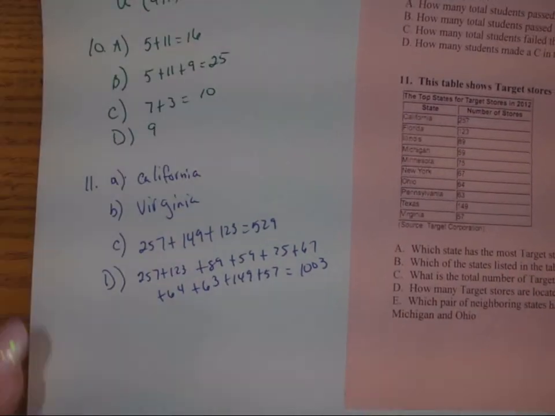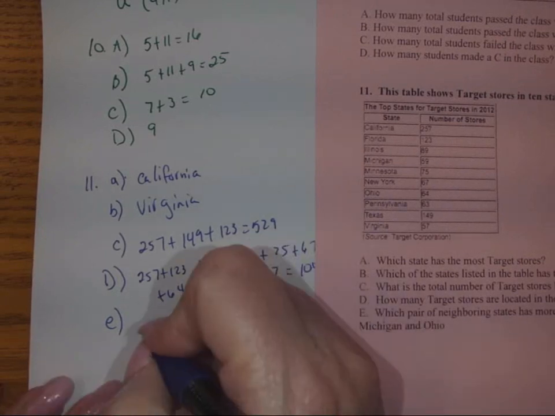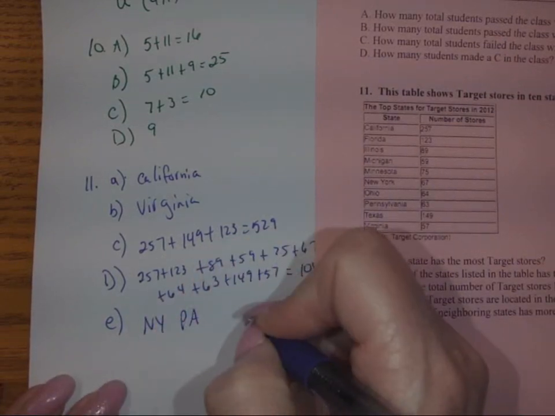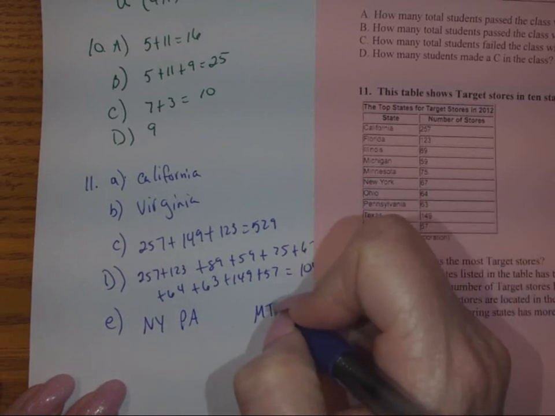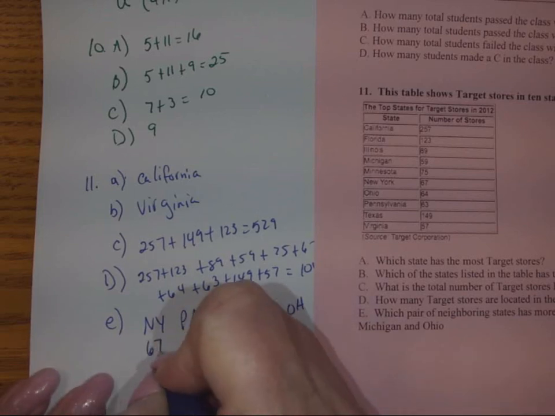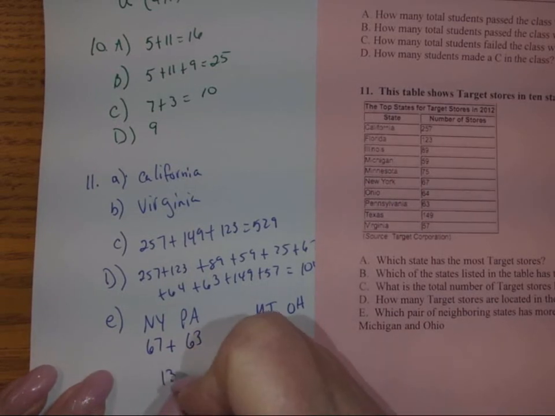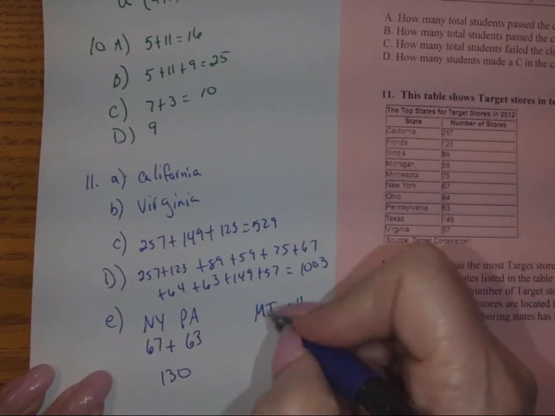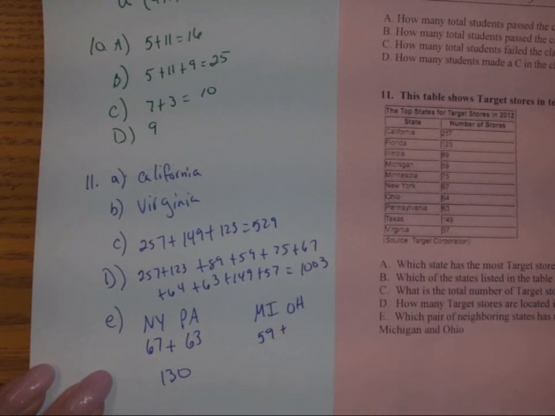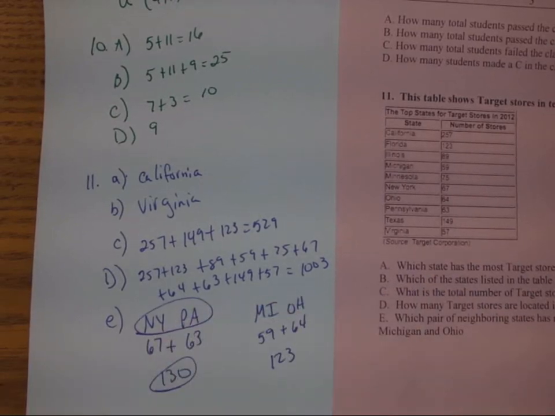And then the last question asks which of the two has more Target stores combined, New York and Pennsylvania, or Michigan and Ohio. So New York has 67 stores and Pennsylvania has 63. When I add those together, I get 130. Michigan has 59 stores and Ohio has 64 stores. And when we add that together, we get 123. This is more, so the neighboring states with more would be New York and Pennsylvania.